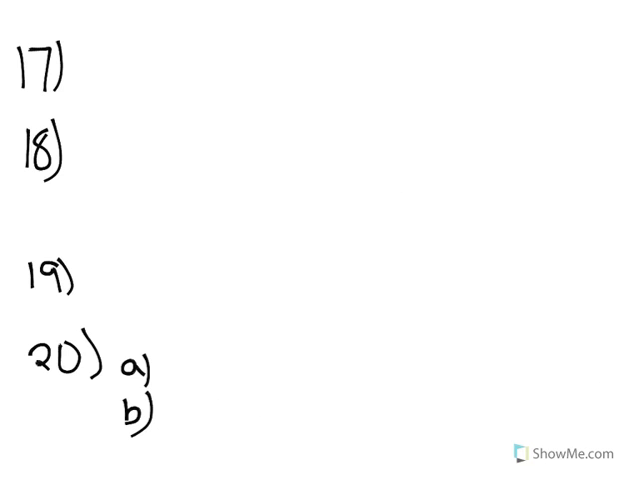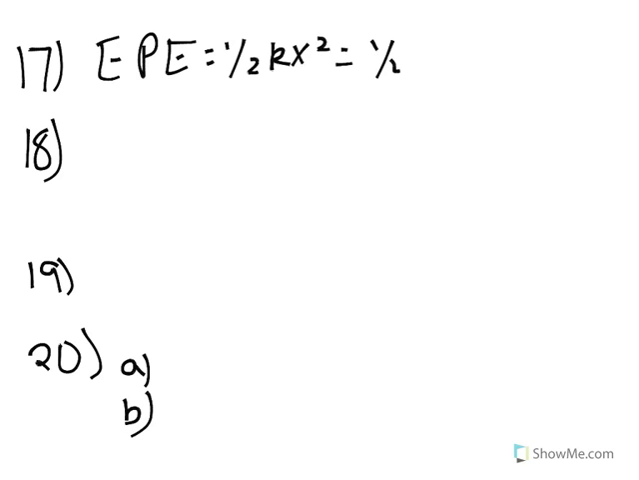Alright, number 17. If a spring has a spring constant of 350 Newton meters, how much energy is required to compress it 27.5 centimeters? So you do elastic potential energy. That formula that we learned is equal to 1/2 kx squared. K is the spring constant, so it's 1/2 times 350 times x squared. X is the distance it's compressed, but it has to be in meters, so that's 0.275 squared.